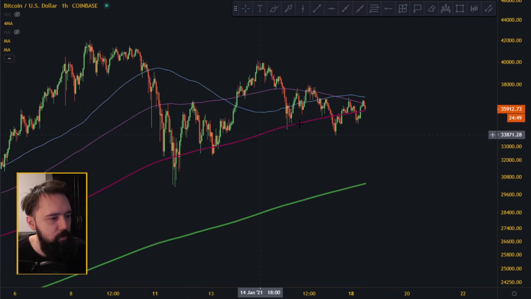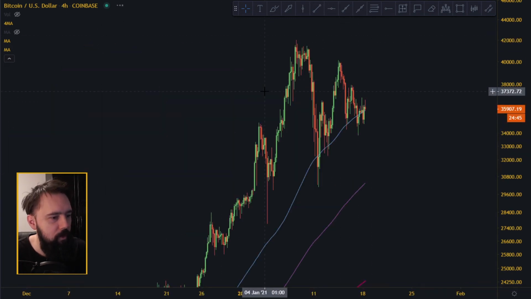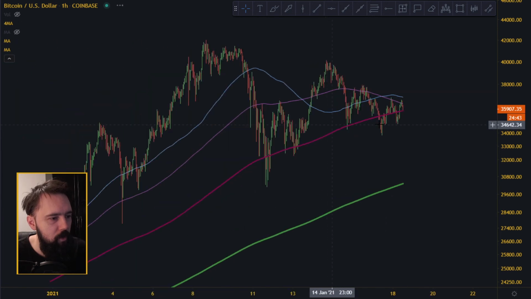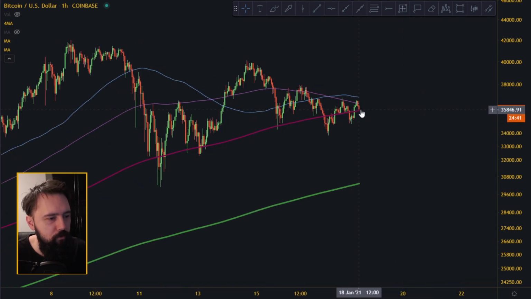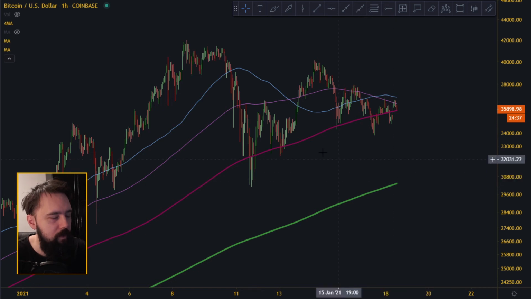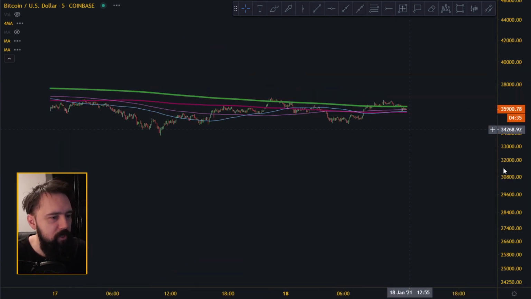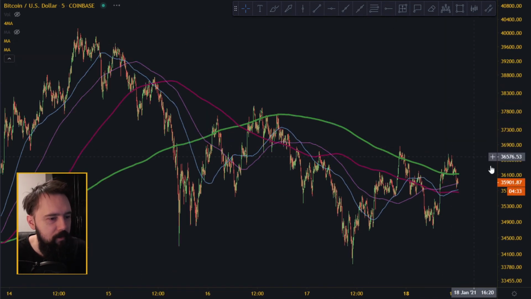So it has support on the 1 hourly, on the 400 moving average. Let's see on the 4 hourly, it's not even close. 1 hourly support on the 400 moving average, but you can see here, this one is all the way down at 300. Let's use the 5-minute chart and see what's happening there.